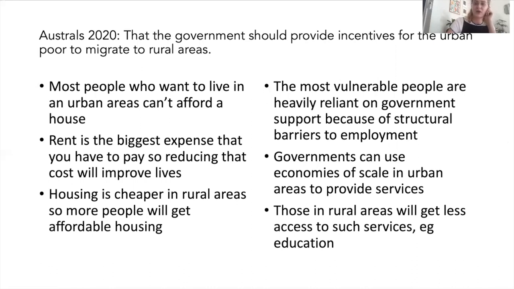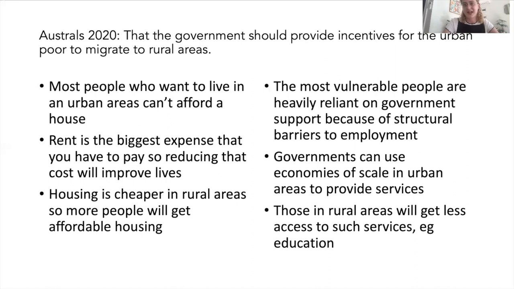And then the final assertion here is that housing is cheaper in rural areas, so more people will get affordable housing. And there are a few different assertions there. One, that it's cheaper, even though, again, you could pretty easily explain why often this is true. Two, that there's simply just going to be enough supply of houses in those areas. So as you're making that point, the person who is delivering the speech is making a lot of logical jumps, which means that the quality of the argument might not be as high.